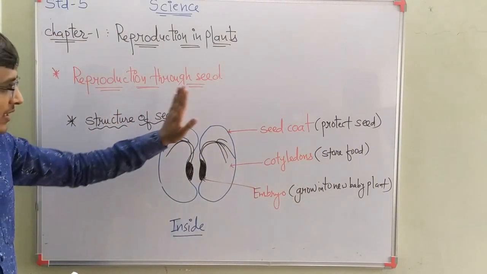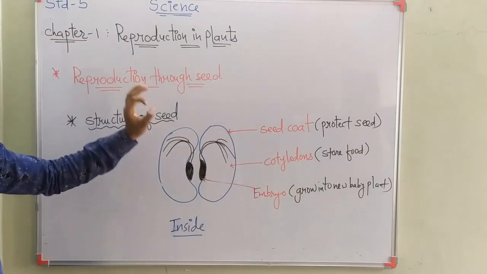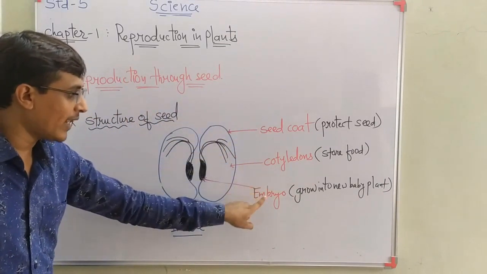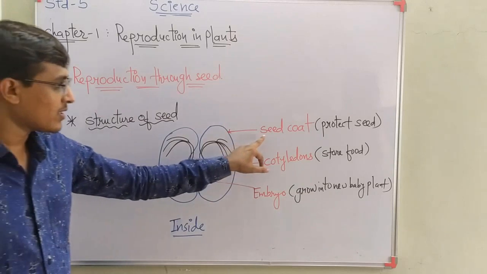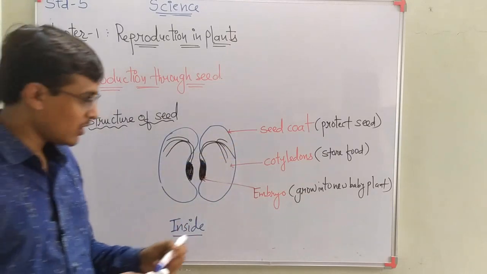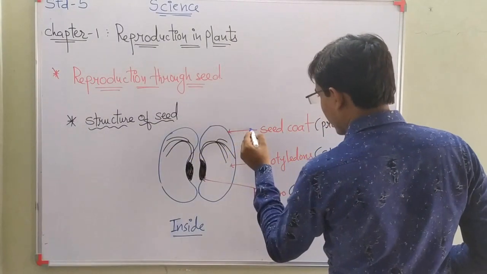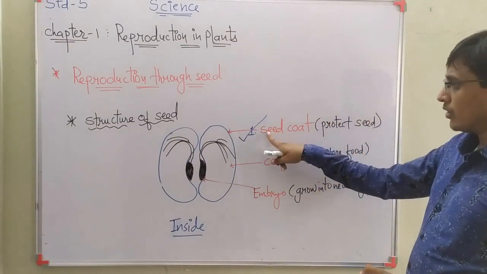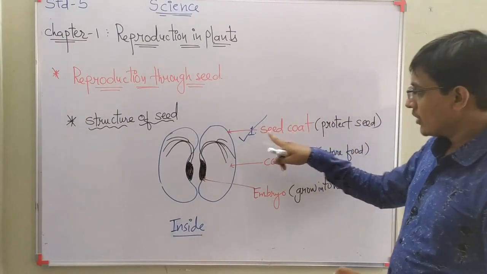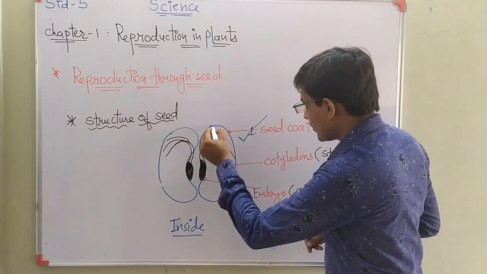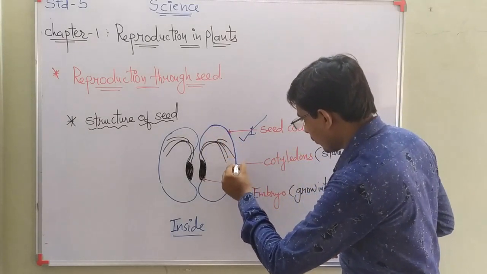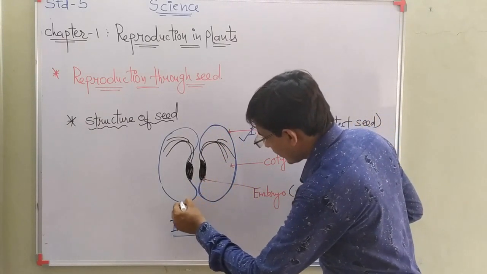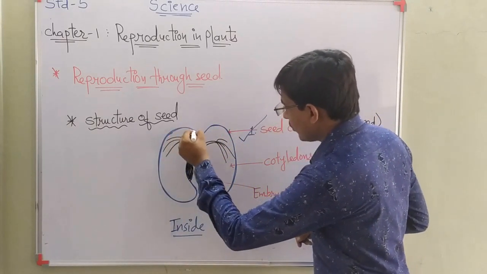So how many parts does the seed contain? Your answer is, the seed contains three parts: number 1, number 2, and number 3. Number one is the seed coat. What is meant by seed coat? The uppermost covering of the seed. See, this is the seed coat, the uppermost covering of the seed. It is called the seed coat.